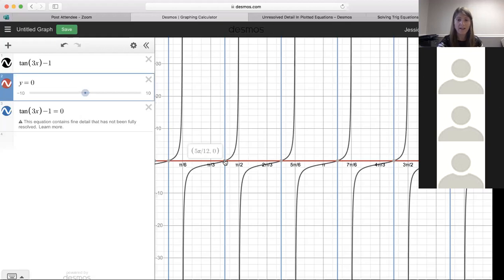Now, if we took 5 pi over 12 and added 2 pi over 3, that's going to get us here. Now, or should get us there. Let's see. And then we have another and another, right? So it's really taking those two solutions and continuing to move them.